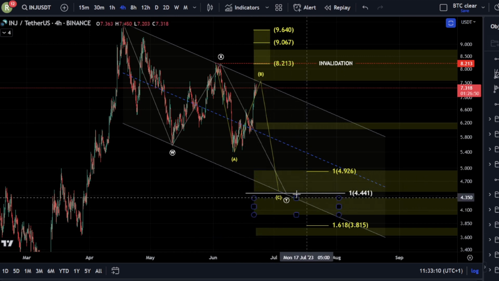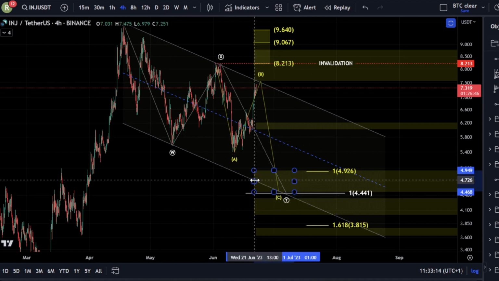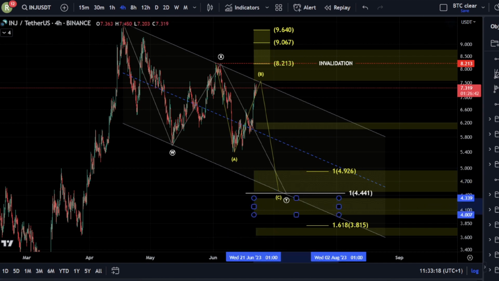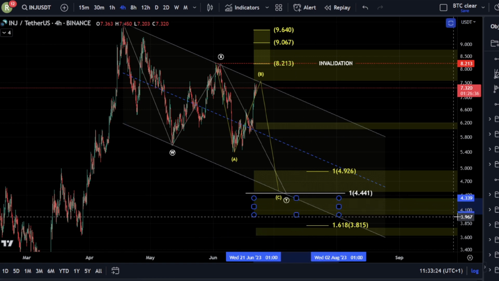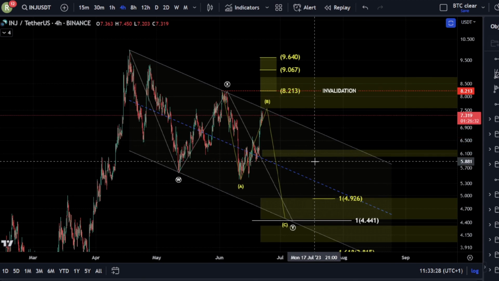So I would be keeping an eye on how these actually interact between this level here of this 4.94 to this 4.46, and then lower down here we have this 4.39 to this $4. This one would be particularly interesting to me. Like I said, that psychological level of that $4 would be quite an interesting zone to keep an eye on.